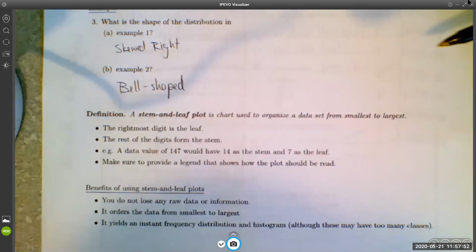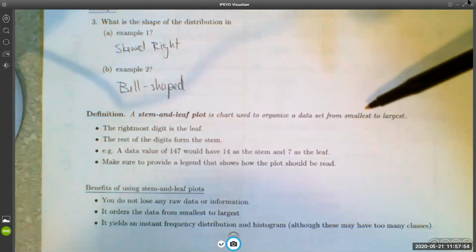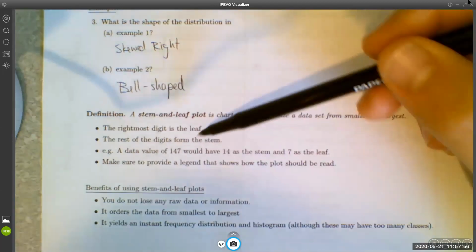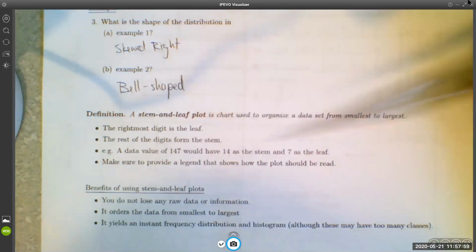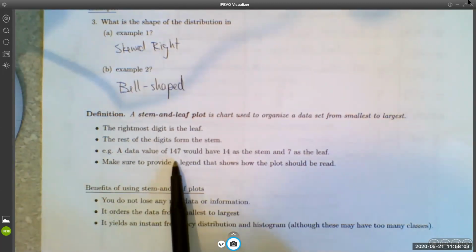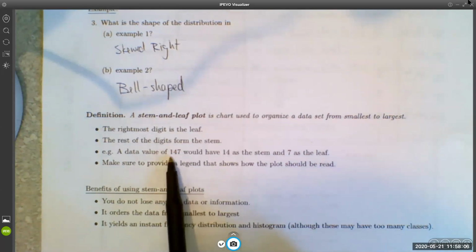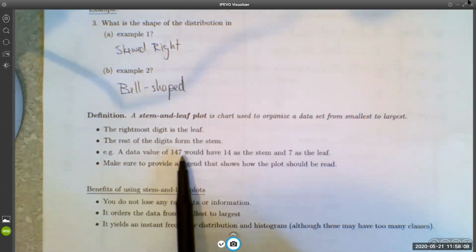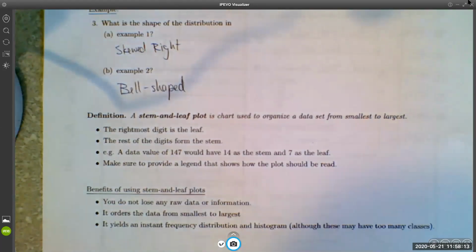A stem and leaf plot is a chart used to organize data from smallest to largest. The rightmost digit is the leaf, and the rest of the digits form the stem. So for example, if you had a data value of 147, then 7 would be the leaf, and 14 would be the stem. Okay, so the leaf is always just one digit. It's always the digit on the right. Okay. So let me just give you an example, creating a stem and leaf plot. So here we have 20 data values. And let's make a stem and leaf plot out of this.